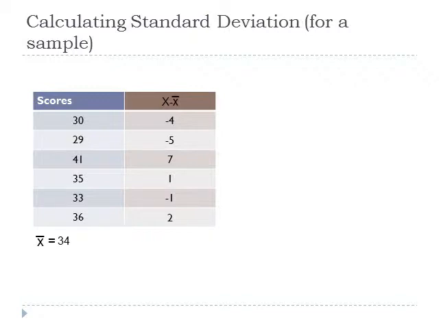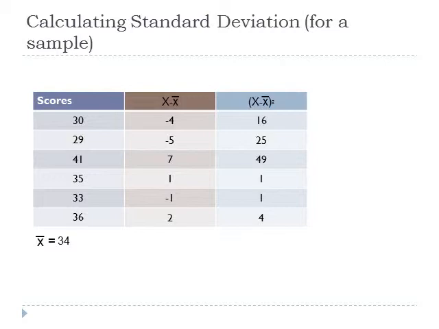Now the goal of standard deviation is to get at the average amount of variability around the mean. Well, we can't just use these pure deviation scores because when we add these up, it gives us 0. So what we end up having to do is square each of these deviation scores. Okay, so these are our squared deviation scores. Negative 4 squared is 16, negative 5 squared is 25, 7 squared is 49, and so on. All of these scores are going to be positive.